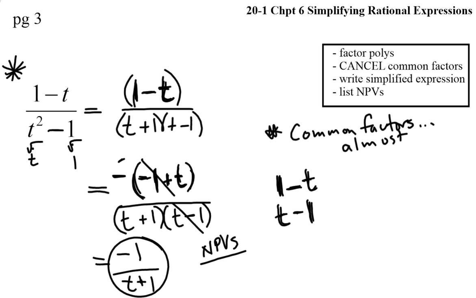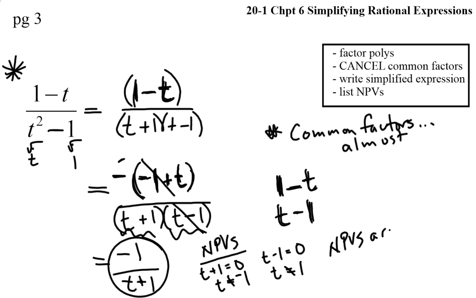And NPVs occur for those two expressions. If t plus 1 equals 0, that's a bad thing, so t can't equal negative 1. If t minus 1 equals 0, that would be a bad thing, so t cannot equal a positive 1. NPVs are when t is equal to positive or negative 1. Those are going to create a 0 in the denominator, which would be bad.